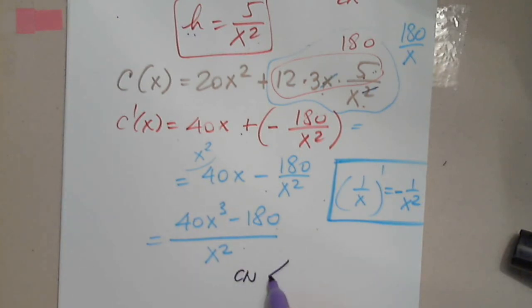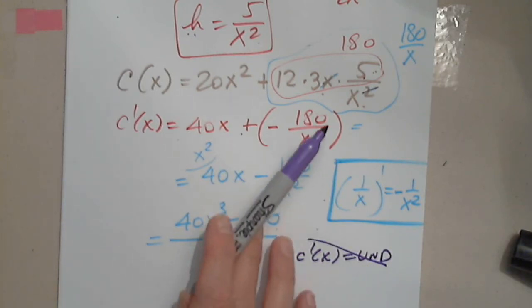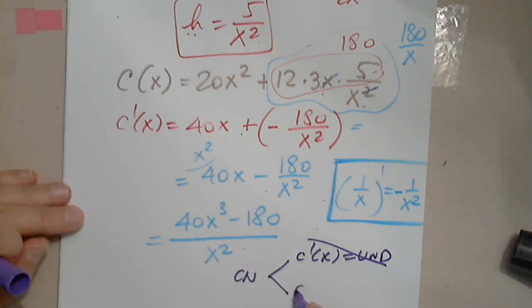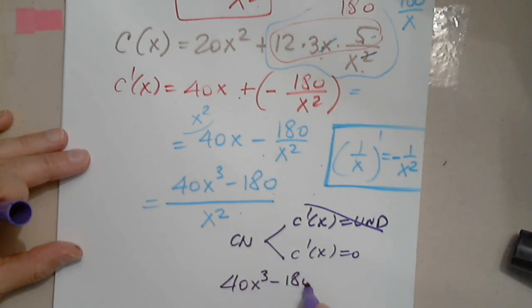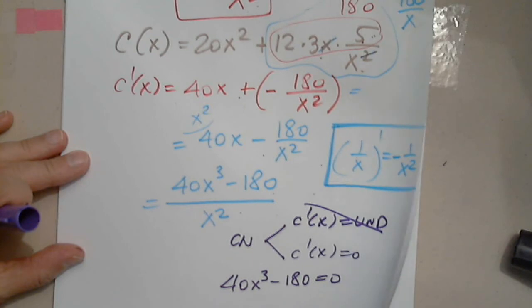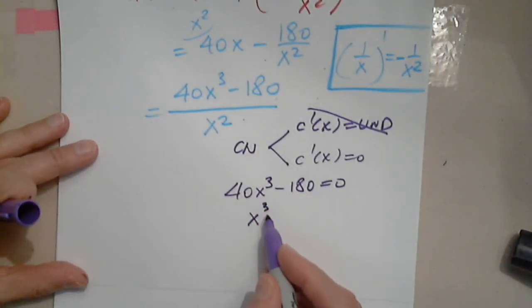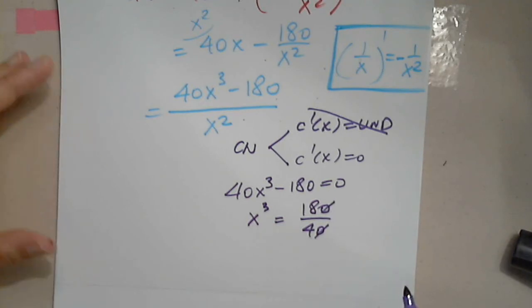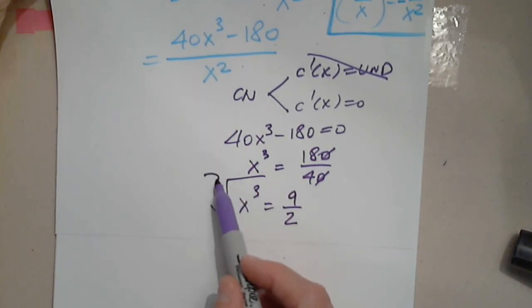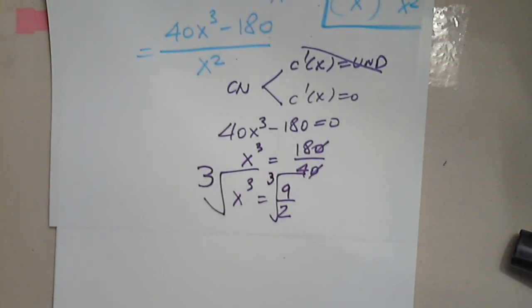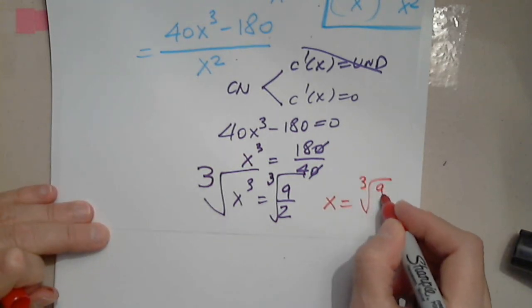So we know that critical numbers come from two sources: from C prime being undefined, but that's not the case, because where the function is undefined, so is the derivative. So the other possibility is where only the numerator can be 0. A fraction is 0 only when the numerator is 0. So then 40x cubed minus 180 equals 0. And then I am going to write x cubed equals 180 over 40. So I'll simplify and I have 9/2. And then, of course, I have to apply the cube root to both sides. So then x equals the cube root of 9/2.